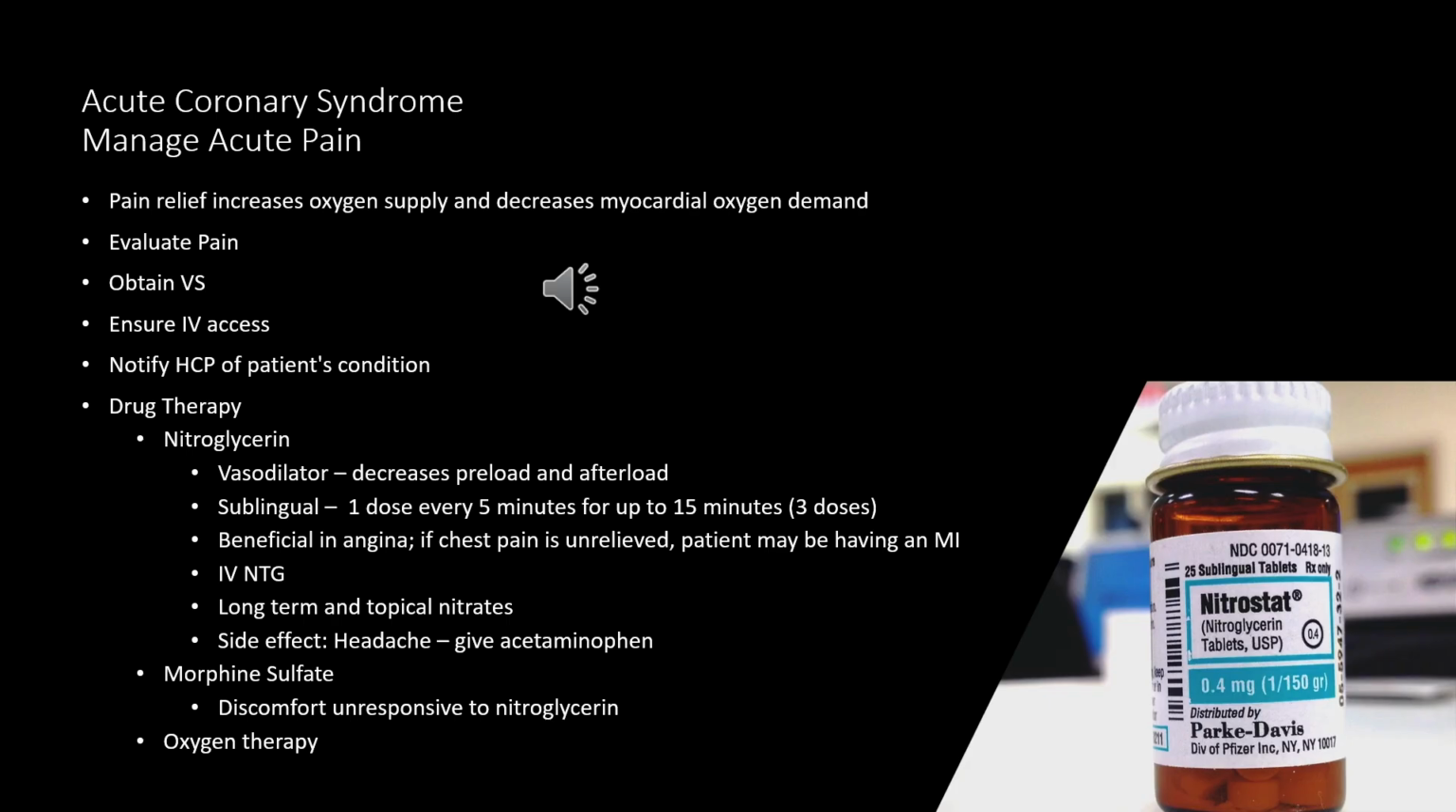So we want to administer oxygen only if hypoxemia is present. So our goal is to maintain an SpO2 greater than 90% using 2 to 4 liters per minute via nasal cannula.